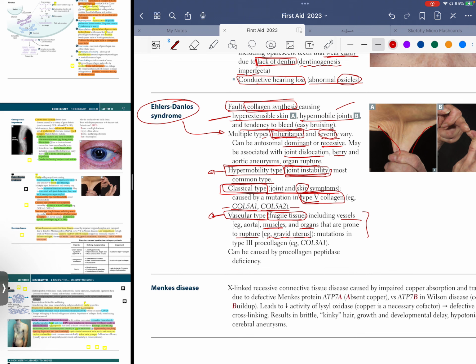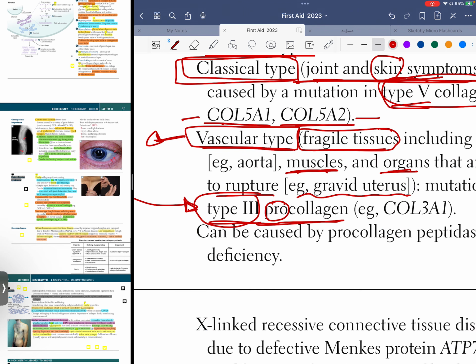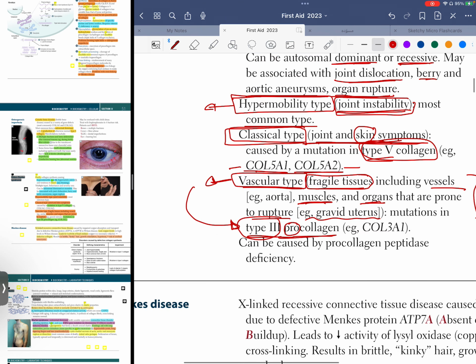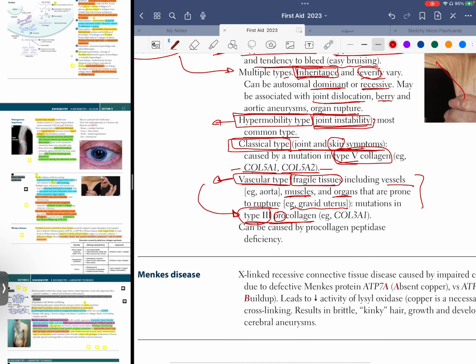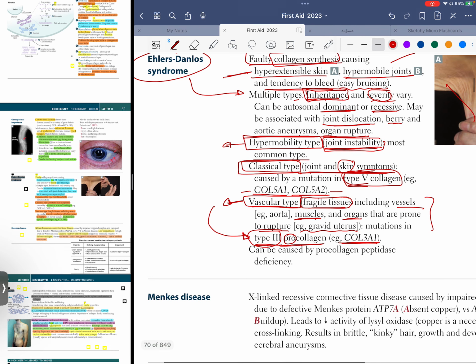Mutations this time, like the vascular type, have the problem with type 3 procollagen. So type 3, and it's a procollagen, not just the final resulting collagen, it's the procollagen. An example for that is COL3A1. So all of these COL things are related to collagen.